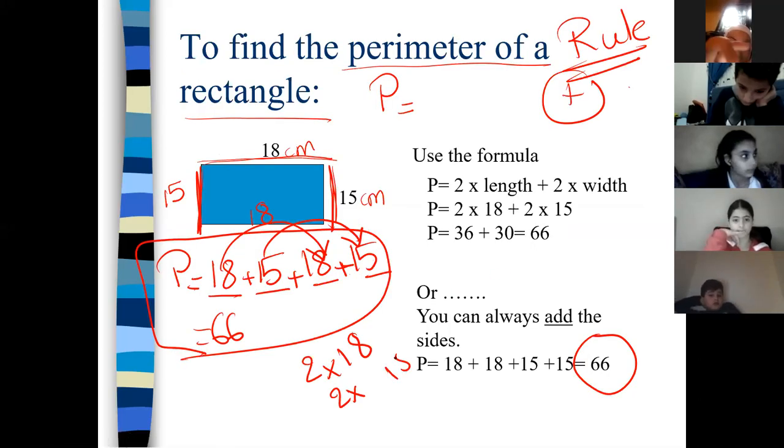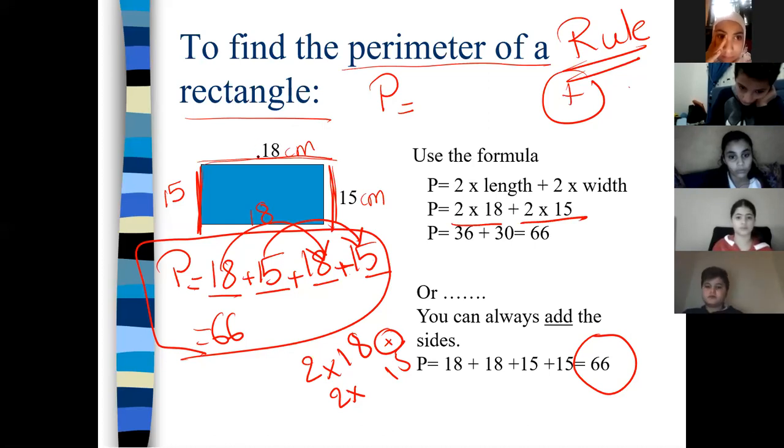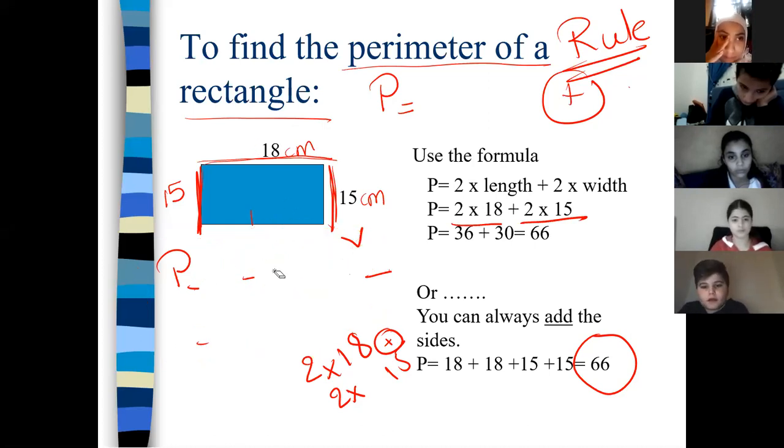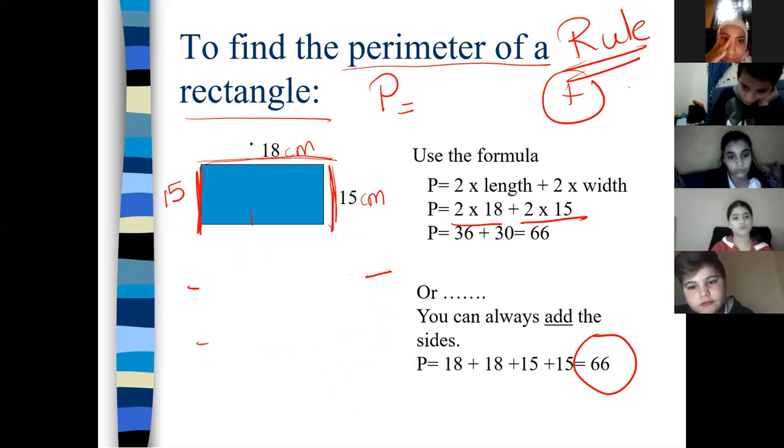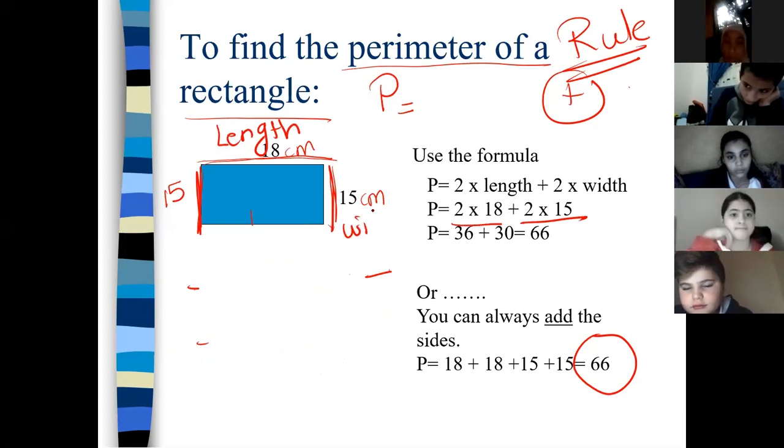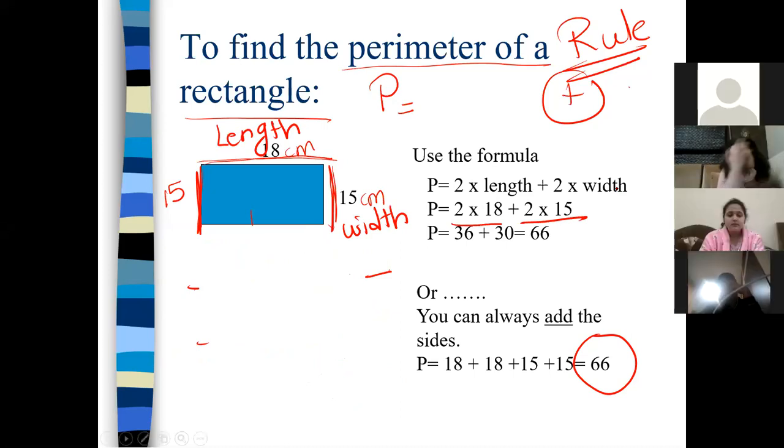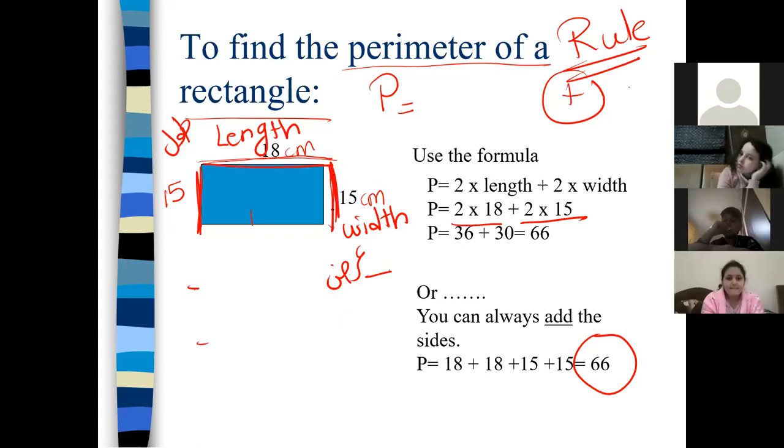Okay. So from now on, when I say 2 times 18 or 2 times 15, I will name it length. So the 18 centimeters we call the length. It is the length of this rectangle. The 15 we call the width, the width of this rectangle. Length is its long side, and width is its short side, okay? So this is the length and this is the width.